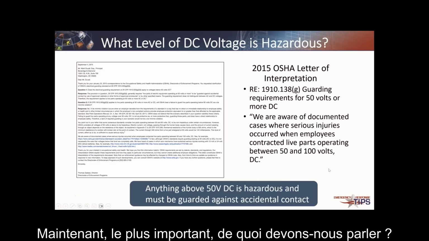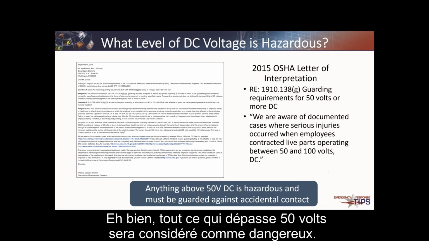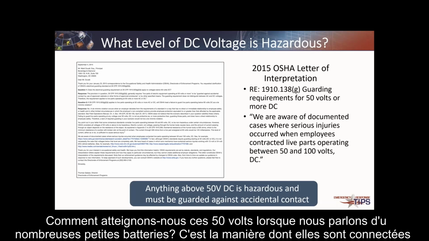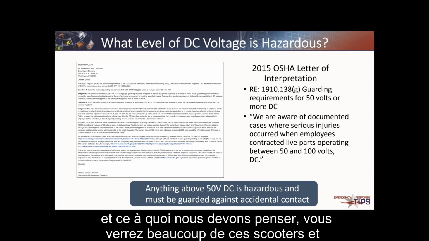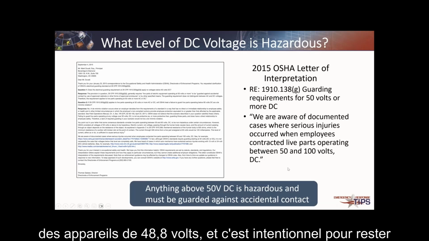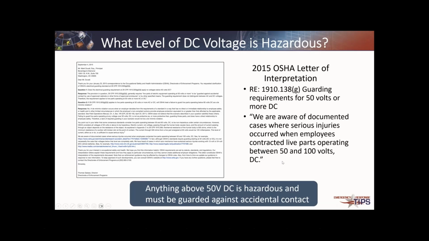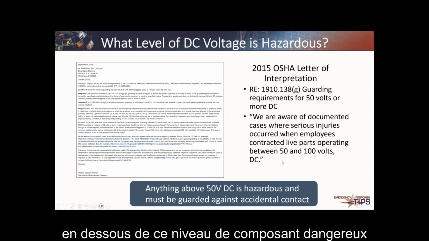Now, most importantly, what do we have to talk about? Well, anything that's over 50 volts is going to be considered hazardous. How do we get to that 50 volts when we're talking about a lot of these small batteries? Well, it's the way they're connected. So when we start looking at how much voltage is there and what we have to think about, you'll see a lot of the scooters and things are 48-volt devices. And that's intentionally to stay below this hazardous component level.